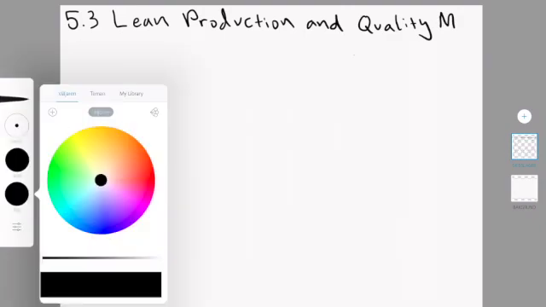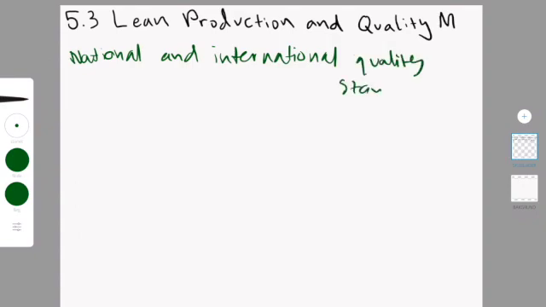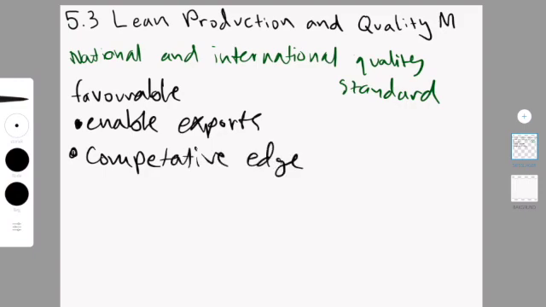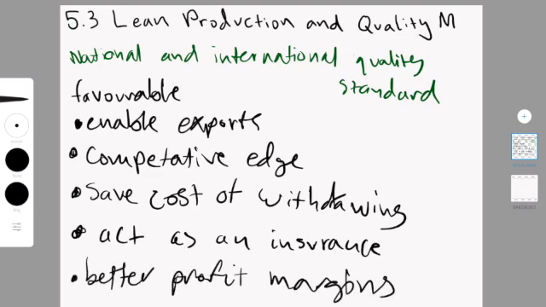Obviously there are different national and international quality standards because different countries have different views and different customers want different things. However, there are some reasons why it's very favorable to listen both to the national but also to the international quality standards, because you will enable exports. Essentially you'll have an easier time moving into different countries because you are already following their standards. You give a competitive edge, meaning you're opening up to new markets. You save on costs of withdrawing products, because if you don't meet the international quality standards, you might have to withdraw a bunch of products if you send them over there. It can act as an insurance, and it also could bring better profit margins, because then you are globally or generally going to be seen as a company with a better reputation.